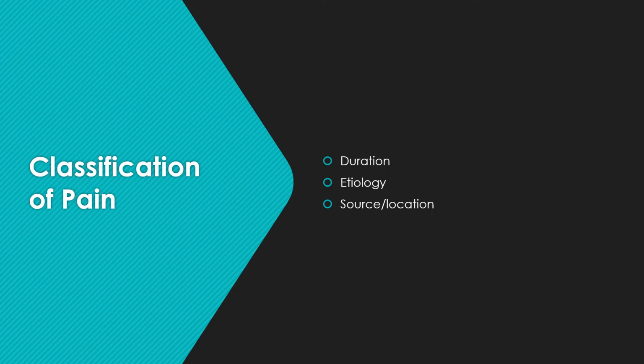So classifications of pain can be duration, etiology, source, or location. When we think about duration, is it acute or is it chronic? When we think about etiology, is it nociceptive or neuropathic? Where is it stemming from? And then source and location, is it somatic or visceral? And we'll talk a little bit about each of those as well. So let's look at each of these.